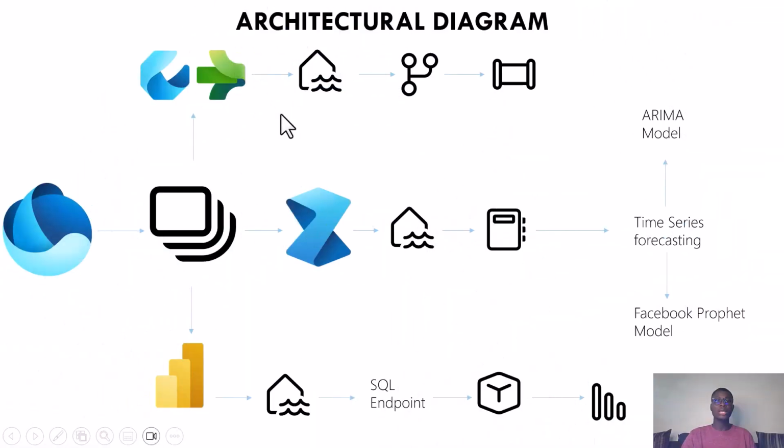Come with me. Here is the architectural diagram of this project. I'll walk us through it now so that we can understand what the workflow for this project is going to be. Every tenant comes with OneLake, which is the universal storage for all the data assets. To access assets in your OneLake, you have to create a workspace.